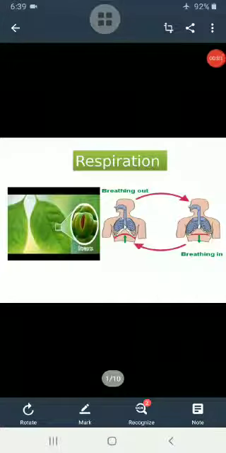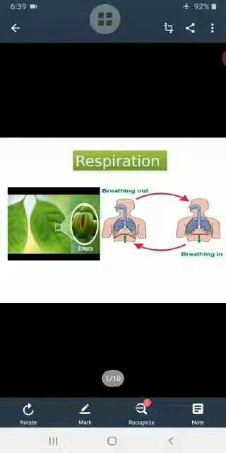Hello students, today we are going to start a new chapter, Respiration. You have already read that energy is released from digested food through the process of respiration. During this process, the nutrients of the digested food react with oxygen in the body cells to release energy. The reaction with oxygen is known as oxidation.